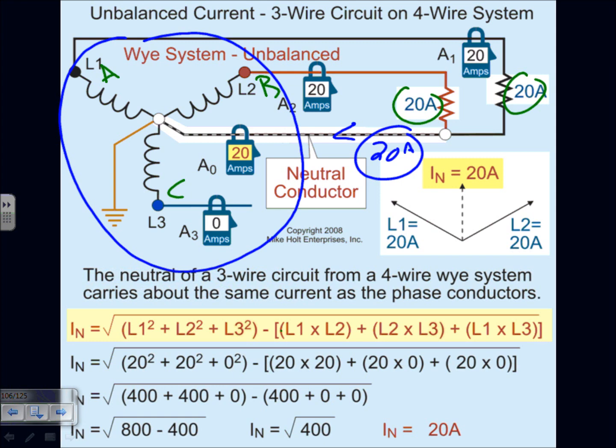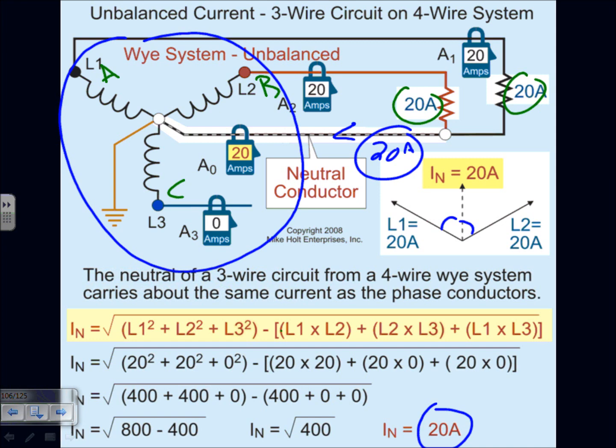When you add them up, because of the angle, remember that complex number that we were talking about? You can prove it by doing the complex number. You can add them up with an angle of 120 degrees. This is coming from the addition of complex numbers. Add them up, and you come up with 20 amps. Any questions, guys? Here's what you need to know.